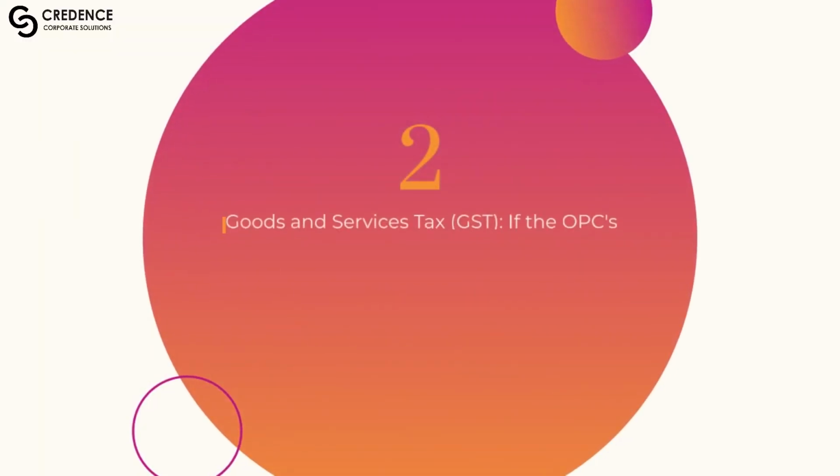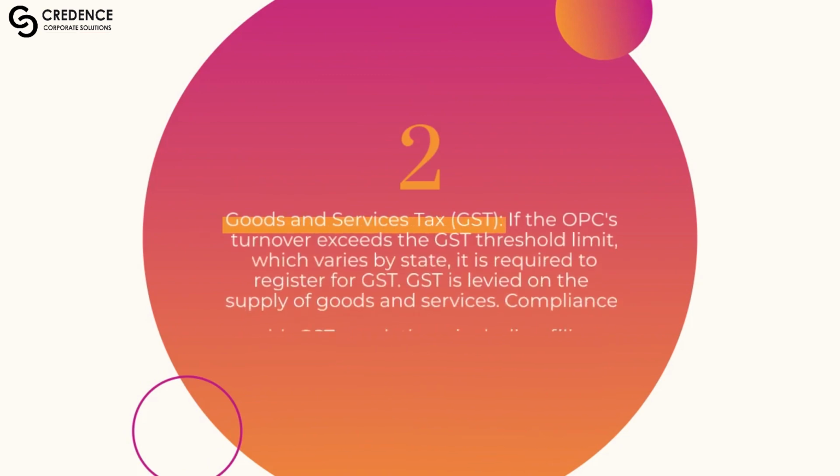2. Goods and Services Tax. If the OPC's turnover exceeds the GST threshold limit, which varies by state, it is required to register for GST. GST is levied on the supply of goods and services. Compliance with GST regulations, including filing regular returns, is mandatory.